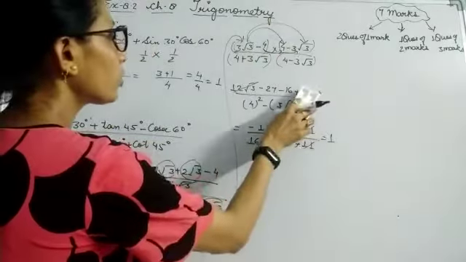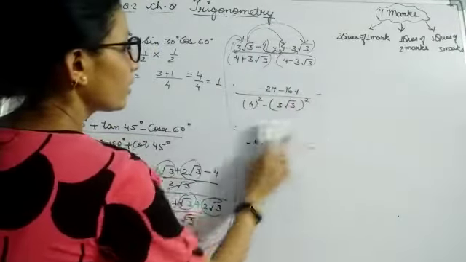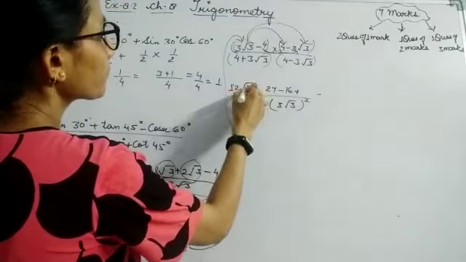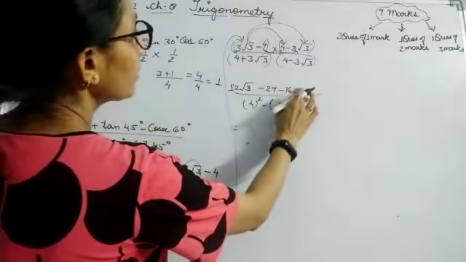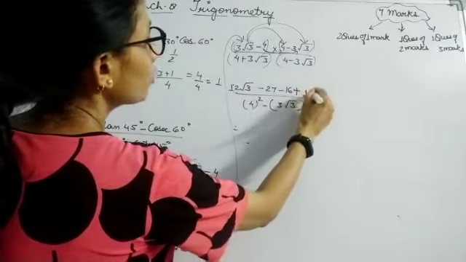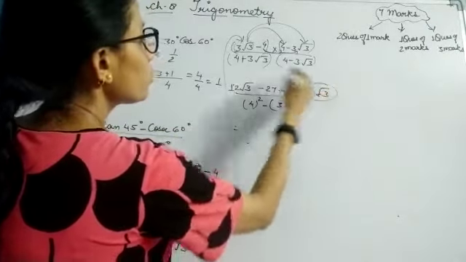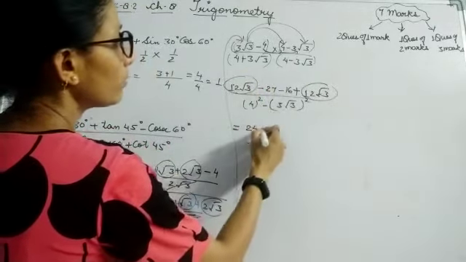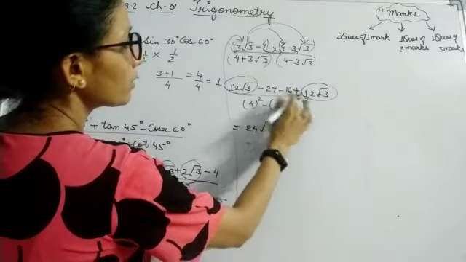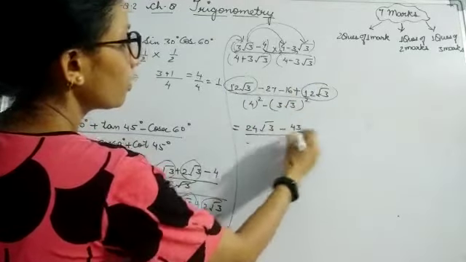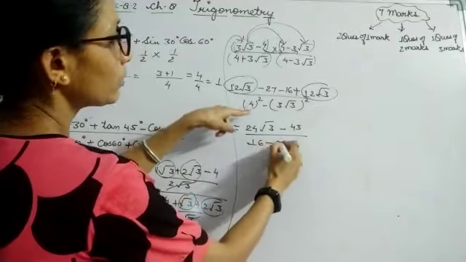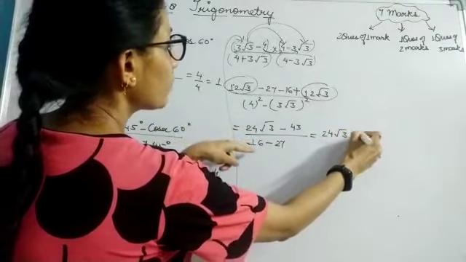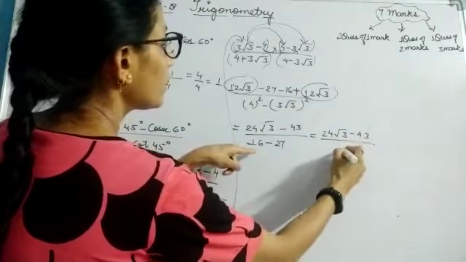So these will not cancel with each other and our solution becomes 12 root 3 here, minus, here it will be plus 12 root 3. Now these two are like terms, so these two will be added. This will be 12 plus 12, which is 24 root 3, minus 43 whole upon 16 minus 27. So I am getting it as 24 root 3 minus 43 upon minus 11.